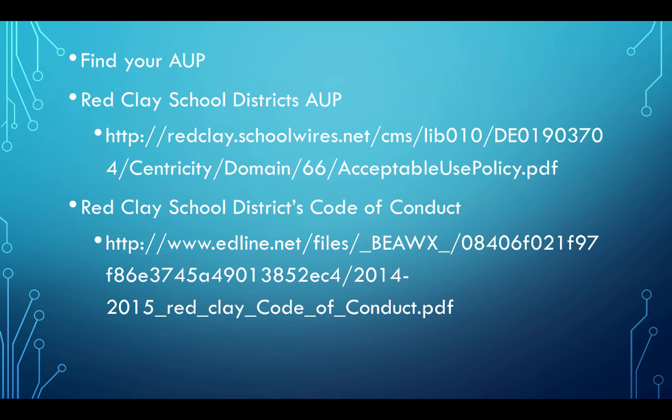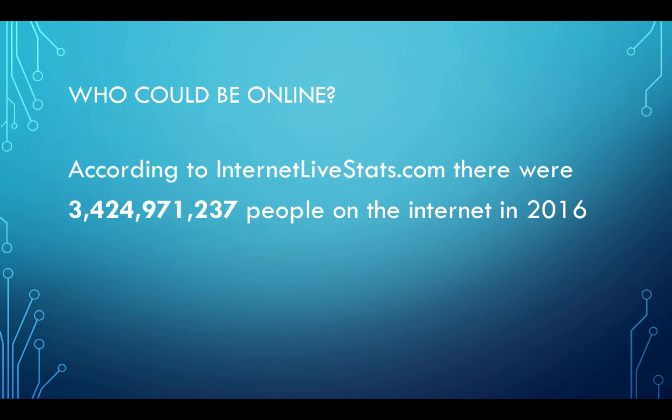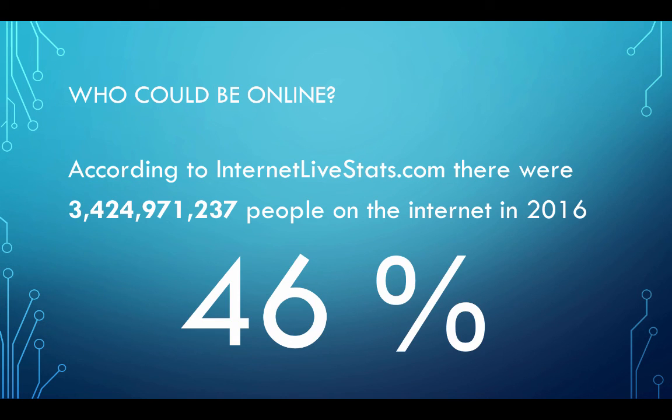So let's wrap this up. Why does this all matter? Well, because there's a lot of people online, and according to internetlivestats.com, last year there were 3 billion people on the internet. That's over 46% of the whole world's population on the internet at one time. That's crazy. Don't be a victim of having digital rights taken away from you, and follow those AUPs and stay safe out there.